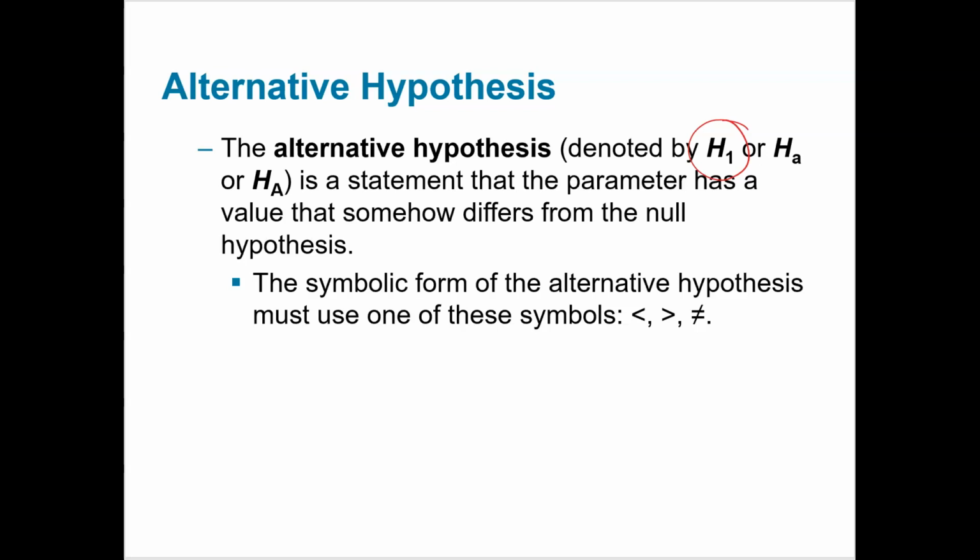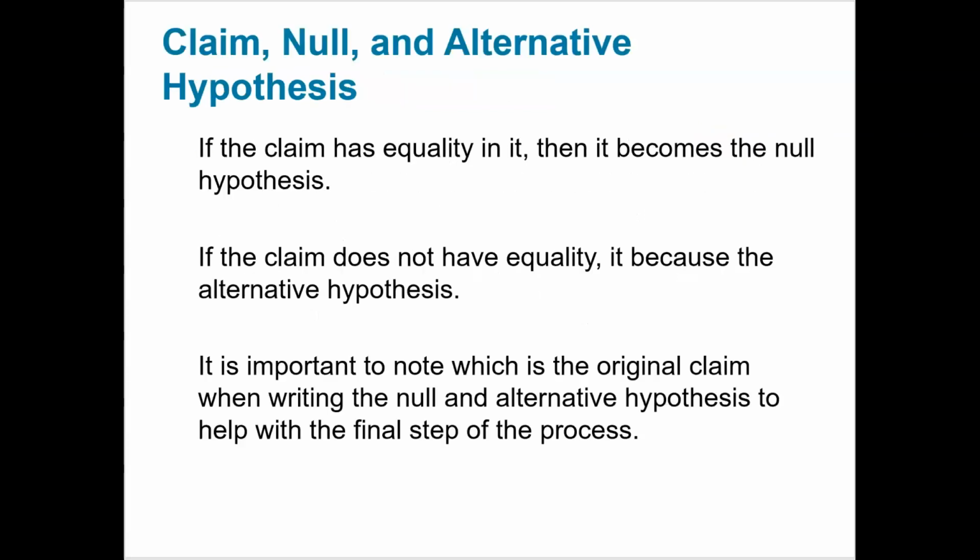So if there's no equality, it becomes the alternative hypothesis. So just like I said, if the claim has equality, it becomes the null hypothesis. If the claim does not have equality, it becomes the alternative hypothesis. And then you also want to note which is the original claim when you're writing the null and alternative, because that's going to help us with our final step.